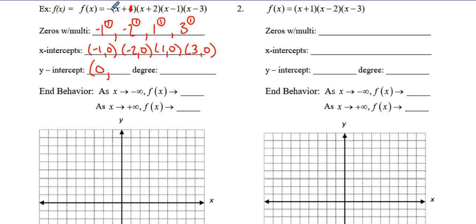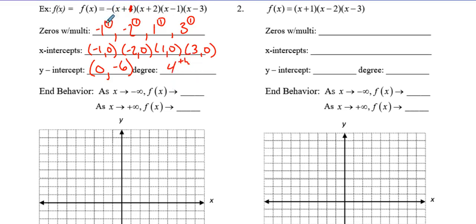But then it's been reflected, so that +6 becomes -6, and that's my y-intercept. My degree would be a matter of counting up. What do I have here? I have first degree, 1, 2, 3, 4. So this is a fourth degree.